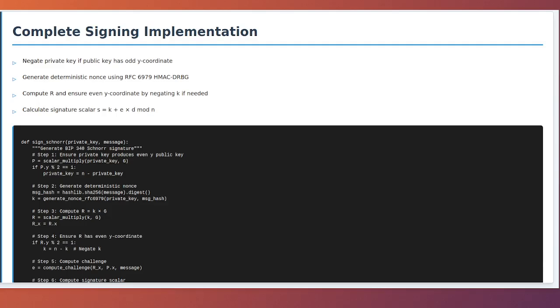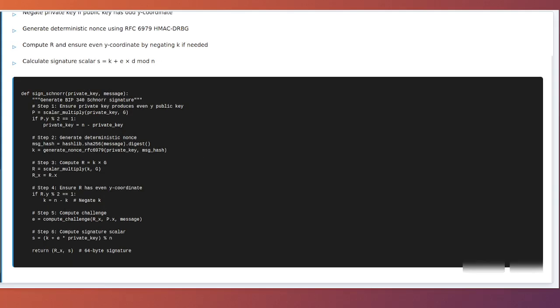Complete signing implementation. Now let's implement the complete signing function that brings together all the components we have discussed. The signing function takes a private key represented as an integer and a message represented as a byte string, and it produces a 64-byte signature. The function needs to handle several critical steps, including deterministic nonce generation, point operations, challenge computation, and the final signature scalar calculation. Each of these steps must be implemented correctly to ensure both security and compatibility with the BIP 340 standard.